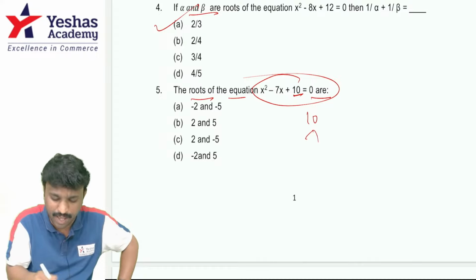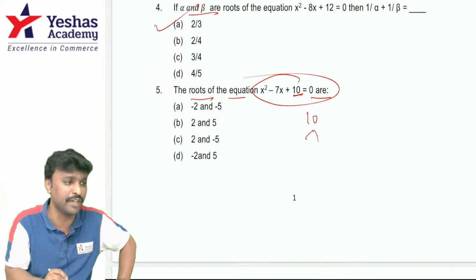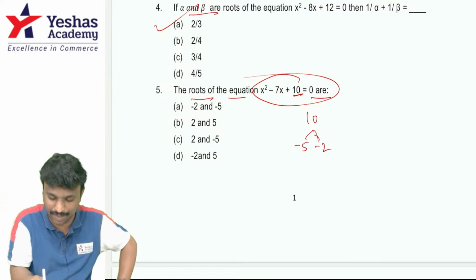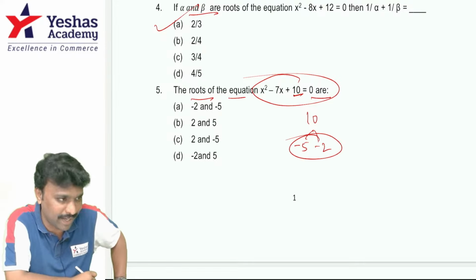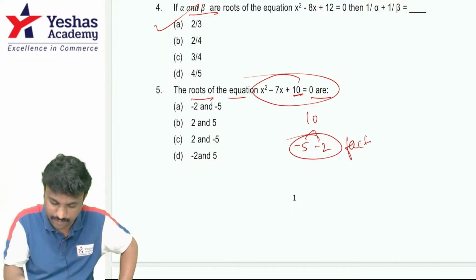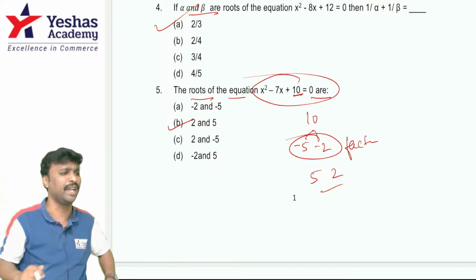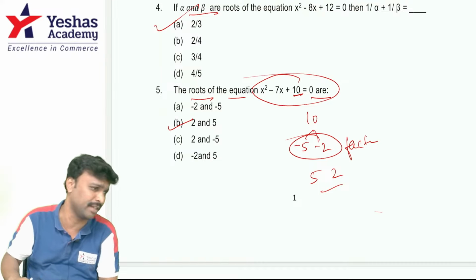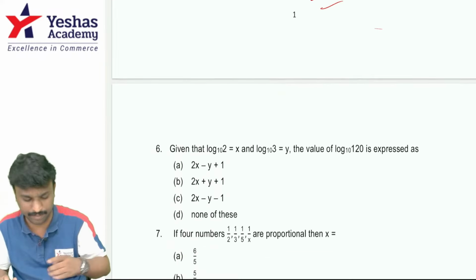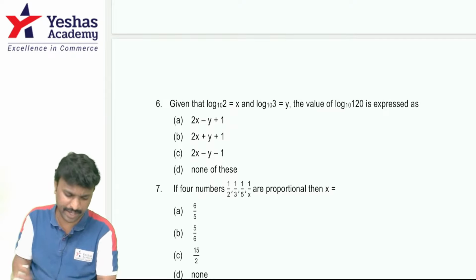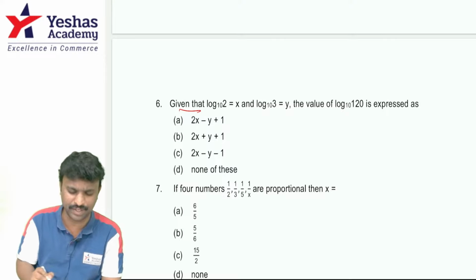10 into 1 is 10. Now tell me the two factors by adding which you get minus 7. It is definitely minus 5 and minus 2. By multiplying these two, you get what? 10. So these are the factors. Definitely the roots are going to be 5 and 2. So option B. You need not hit the option. You can just factorize and find the root straight away. So option hitting may take an extra bit of time. You understood? Moving on to the next question.